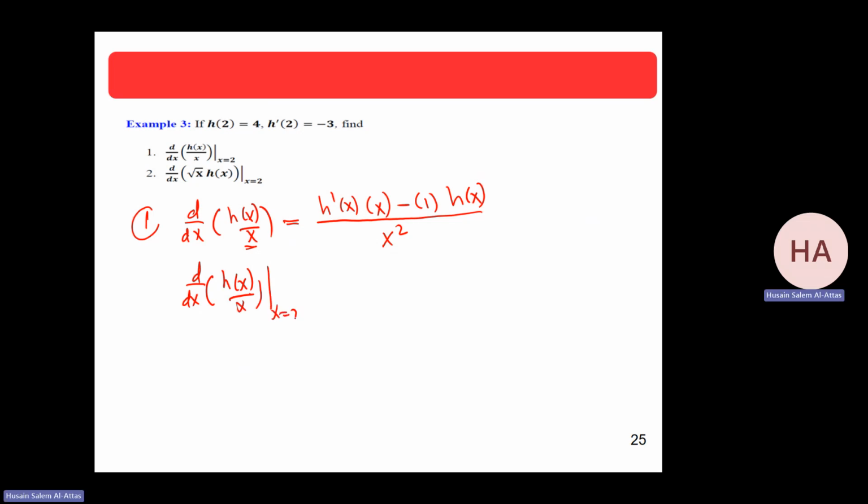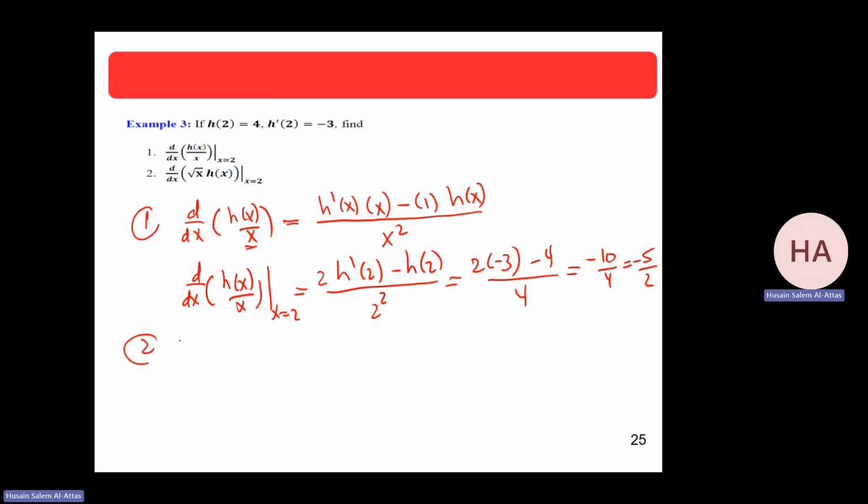At x equal 2, that gives me 2 h prime of 2 minus h of 2 over 2 squared. What is h prime at 2? That will be 2 times minus 3 minus 4 over 4, minus 10 over 4, which is minus 5 over 2. Is it? Yeah. This is minus 3 and this is 4, so it's minus 6 minus 4, minus 10 over 4. Yes, perfect.